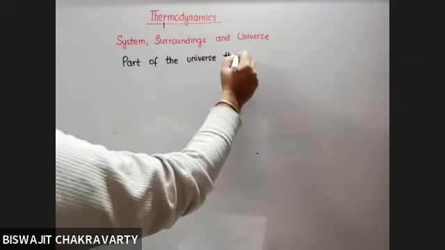The real or imaginary surfaces or lines separating the system from surroundings is called the boundary.